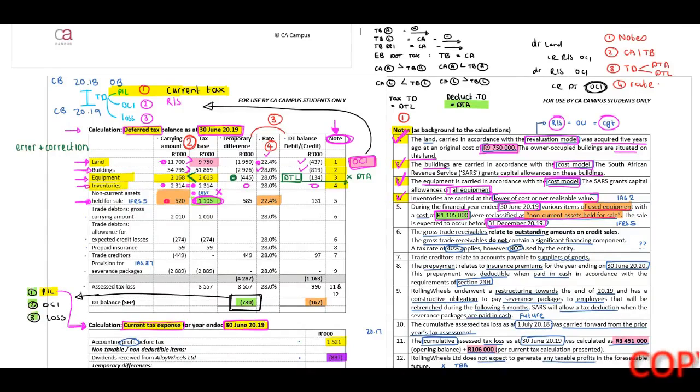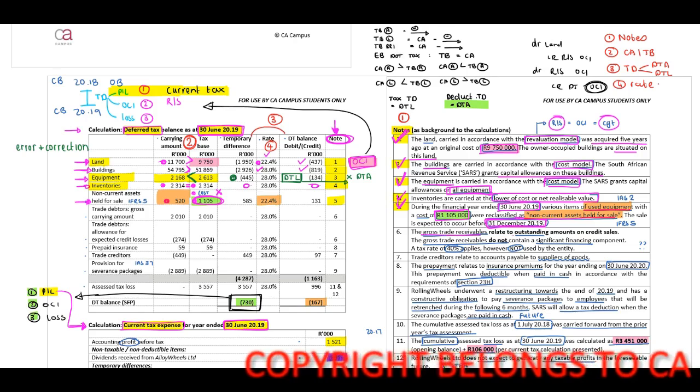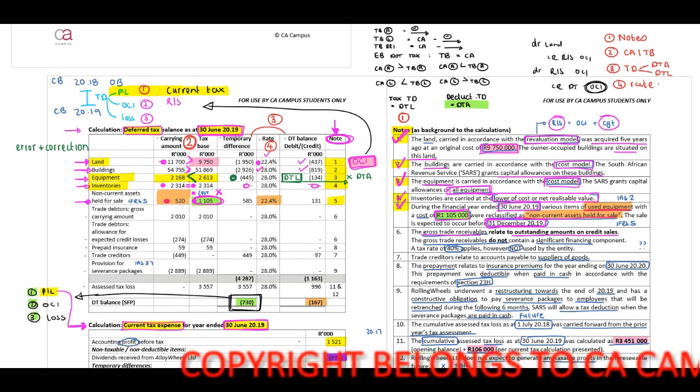Right, we are able to move on. We can tick off number 5. We're finished. Let's do number 6. Now, number 6 relates to our gross trade receivables and it relates to our outstanding amounts on credit sales.